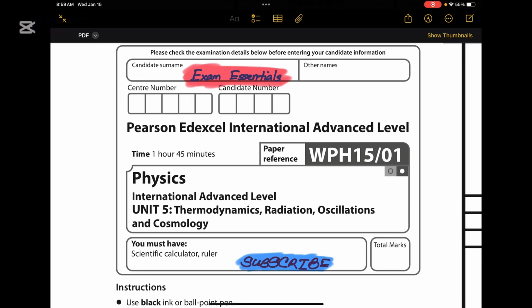Today is the big day, your Edexcel IAL Physics Unit 5 exam. In this quick revision session, I will cover the key concepts, formulas, and tips you need to ace the papers. Stay focused and let's ensure you walk into the exam room with confidence. So, without wasting any more time, let's get started.